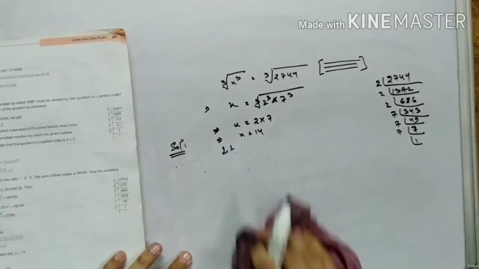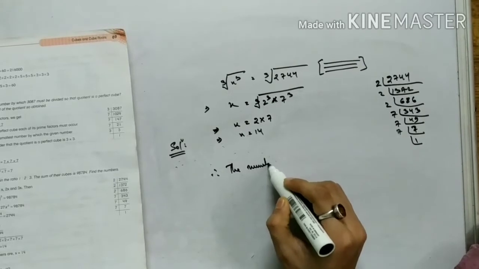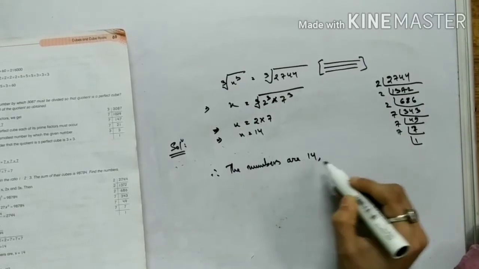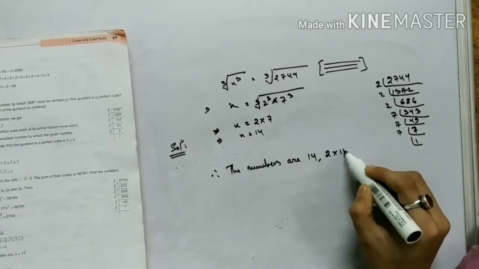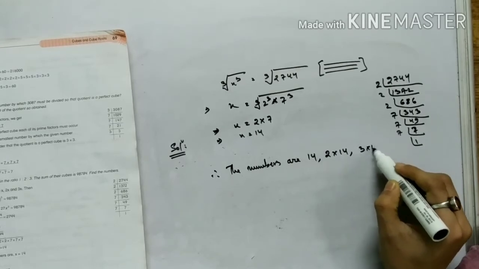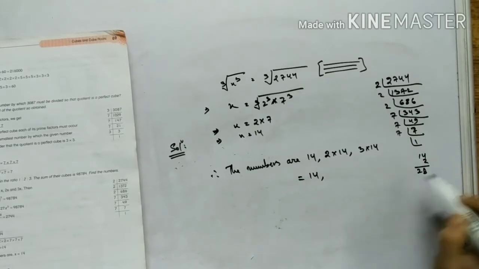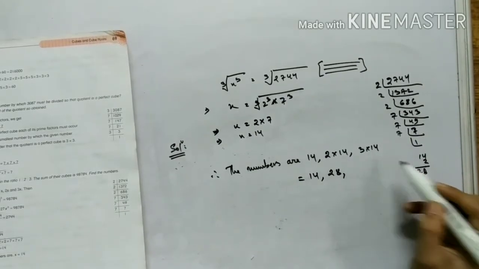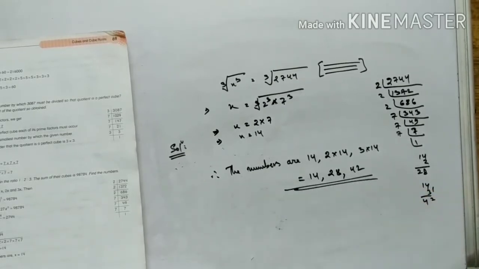So therefore the numbers are 14, 2 into 14, 3 into 14. So this is equal to 14, 14 into 2 I will get 28, and 14 into 3, 4 threes are 12, 3 ones are 3, 42 I will get. So these are the three numbers, 14, 28 and 42.